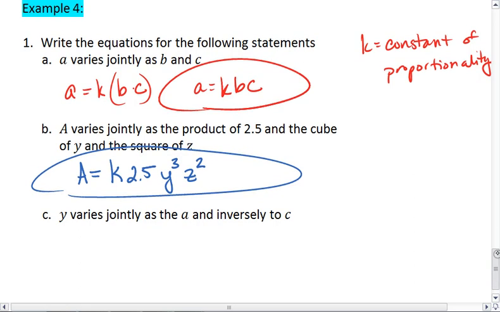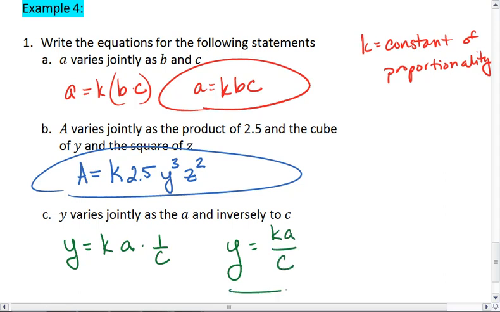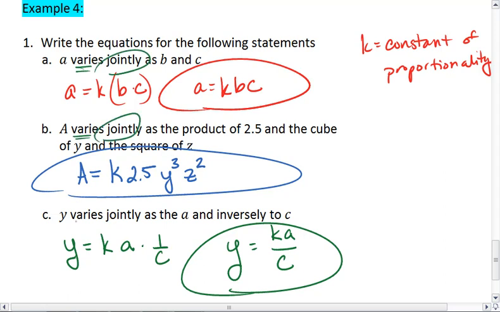Lastly, y varies jointly as A and inversely as c. This means y will equal A, the inverse of c, all times some constant of proportionality k. So y equals k A all over c. And those are all examples of varying jointly.